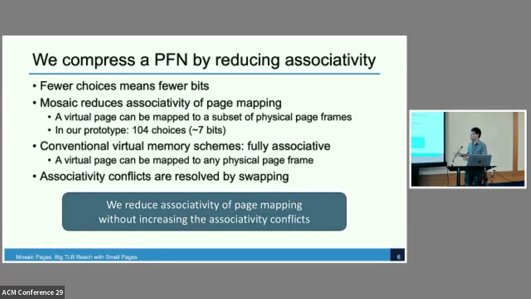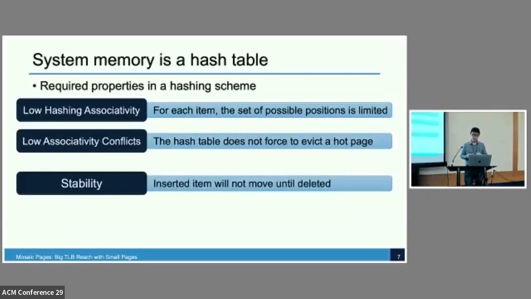The major contribution of this work is that we reduce the associativity of page mapping without increasing the associativity conflicts. We organize system memory as a hash table. For the page mapping problem, we need these 3 properties in a hashing scheme. Low hashing associativity for each item: the set of possible positions in a hash table is limited. Low associativity conflicts: the hash table does not force us to evict hot pages. And stability: if we insert an item, the item will not move until deleted.